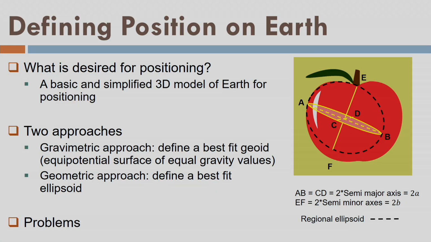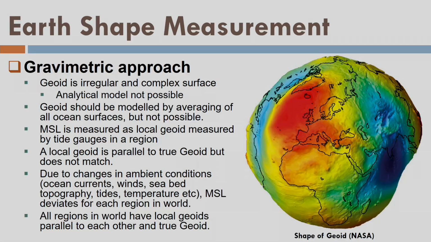Well, so what are the problems in the geometric approach and the gravimetric approach? Let us go by the gravimetric approach. So that is the shape of the geoid. If I observe the Earth from a satellite, since we are observing the gravity values from the satellite, we came to know recently, about 30 years back, that this is the shape of the Earth. This is the geoid shape, not the geometric shape.